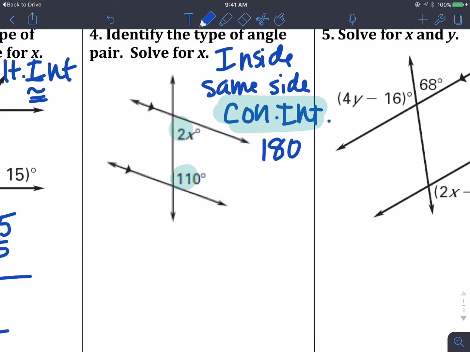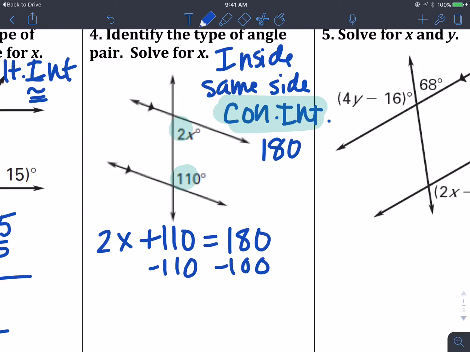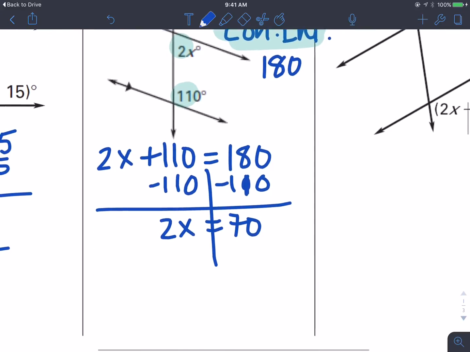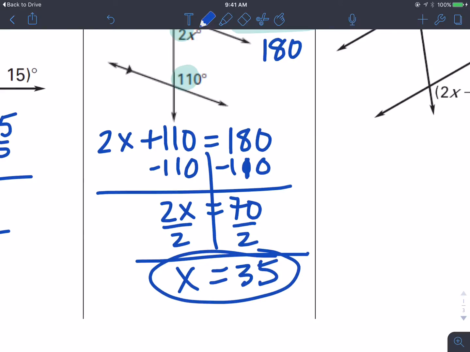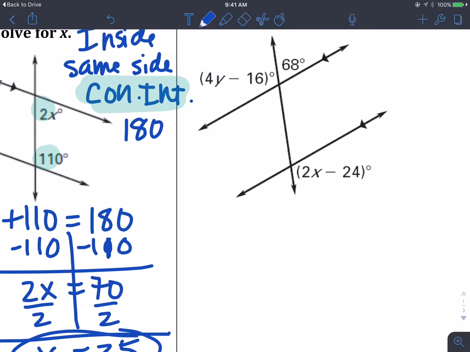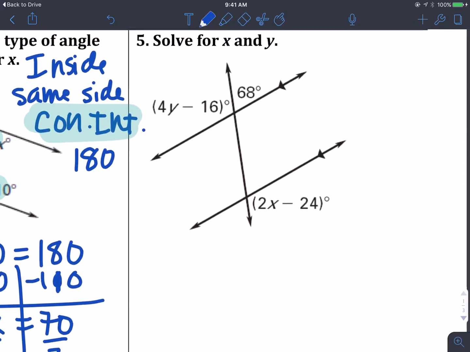All right, so I'm going to add these up. 2x plus 110 equals 180. Subtract that 110, and we get 2x equals 70. Divide out the 2, x equals 35. All right, last one on this page here. Solve for x and y.